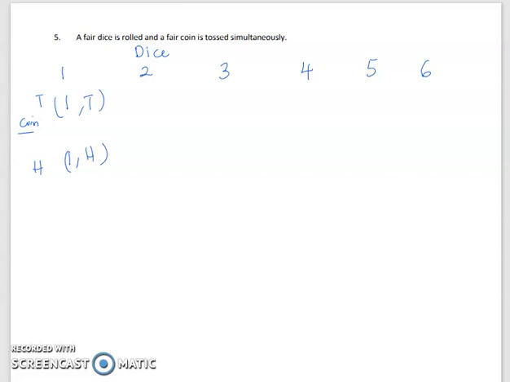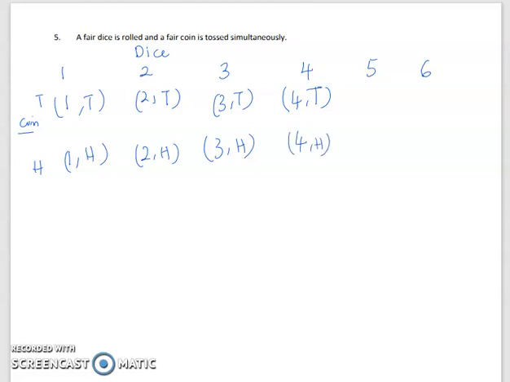And then with the dice, I might get number 2 and a tail, or number 2 with a head, or number 3 with a tail, or number 3 with a head, or 4 with tail, or 4 with head, or 5 with tail, or 5 with head, or 6 with tail, and 6 with head. So altogether, this is my sample space. This is the number of possible outcomes that I will get.